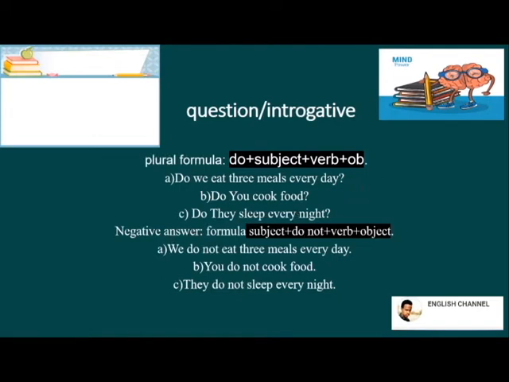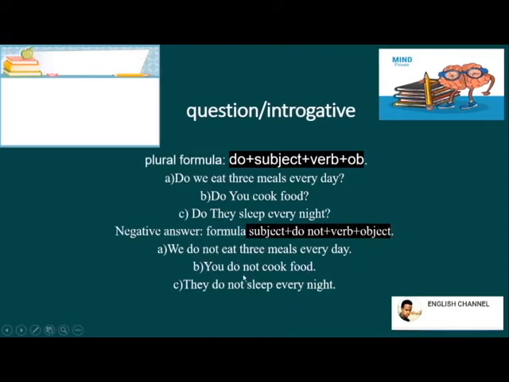So if you need to give someone a negative answer in the plural formula, you will make this subject, you will add "don't", then verb plus object. The affirmative formula, only we added "don't". So we add "don't" between subject and verb. So we don't eat, or we do not eat 3 meals every day.